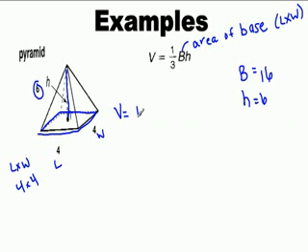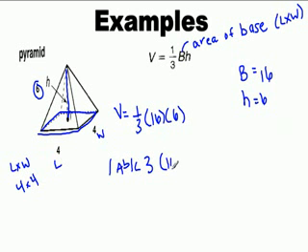So we need to put volume equals 1/3. The base is 16, and the height is 6. So on your calculator, you're going to put 1 A B/C 3 times 16 times 6. So let's go ahead and do that on our calculator. 1/3 times 16 times 6. And you should get 32 units cubed.